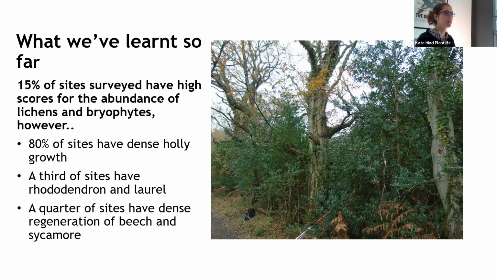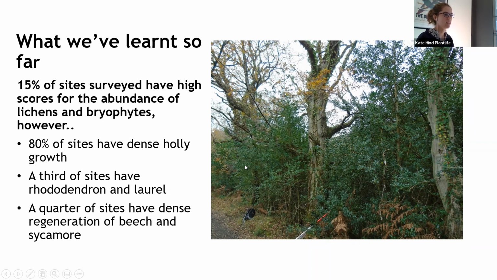And we have started to look at those results to get an idea of what people are saying in the surveys. 15% of the sites surveyed have a high score for the abundance of lichens and bryophytes. And those that have a high score for lichens and bryophytes have also scored really highly in the rapid woodland assessment for the woodland composition and structure as well. And we've also found that lots of these are close to the IPAs. So they're not in them, but they're very close in location to the important plant areas, the map I showed at the beginning. We have found as well 80% of the sites have dense holly growth.